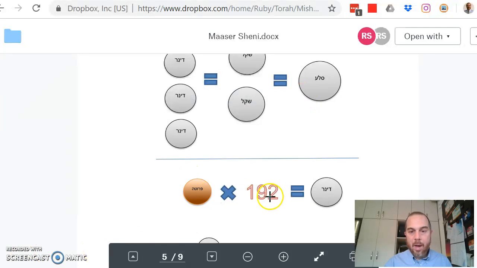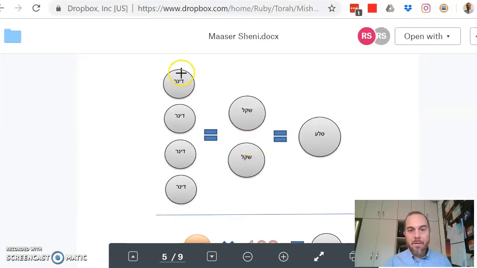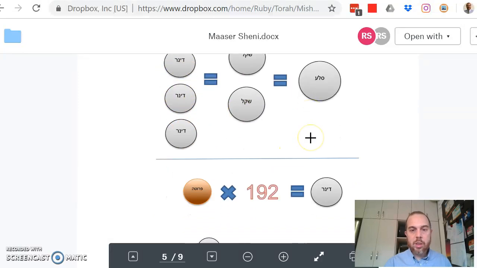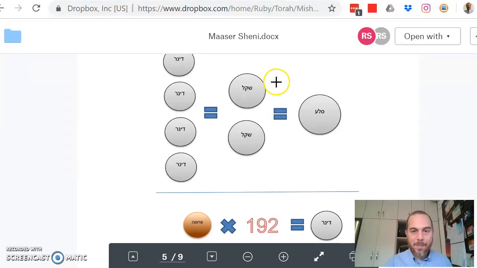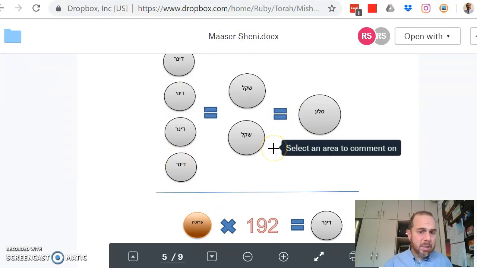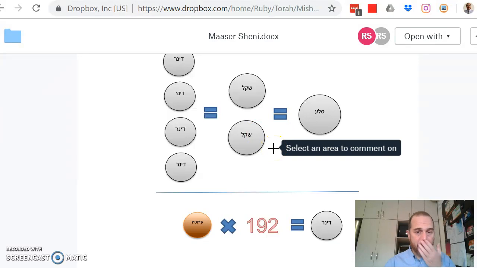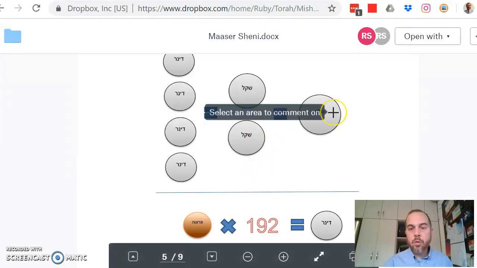So he would combine: 192 prutot are a dinar, 4 dinars are a selah, 2 dinars are a shekel, each shekel is a selah. You just look it up. I actually got this from my old document from the Dropbox, Masechet Ma'aser Sheini. So he would take 192 times 4 for a selah. That's almost 800 prutot, and he would change it into a selah.